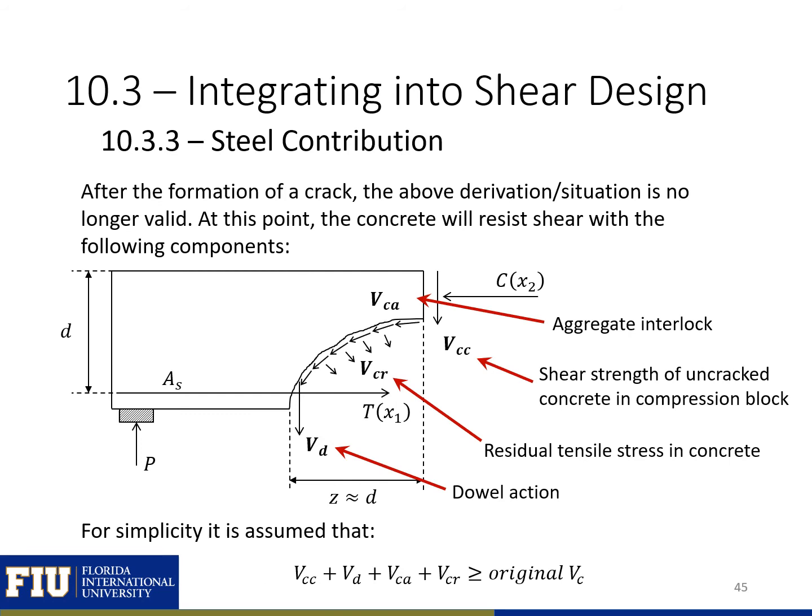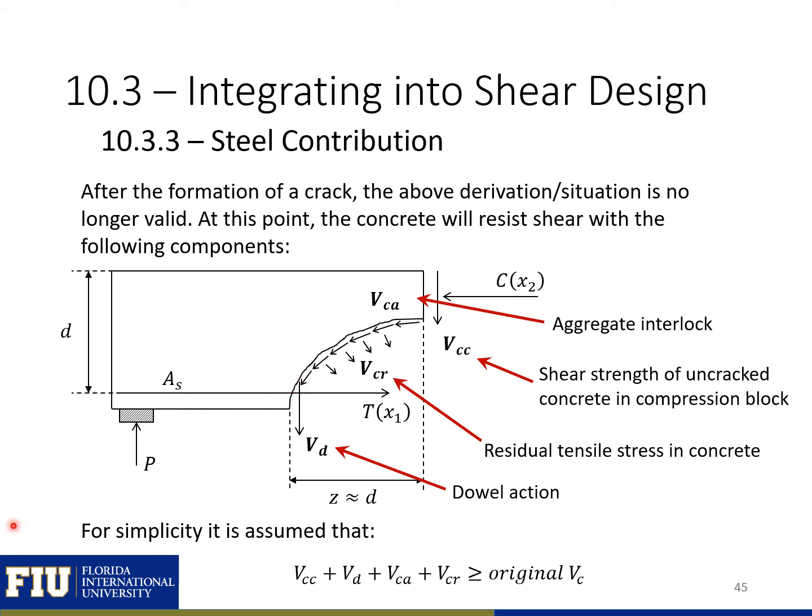After we form a shear crack, the concrete will resist shear with the components highlighted on this slide. First, we have aggregate interlock that happens along the crack. Next, we have the shear strength that's provided by the uncracked concrete in the compression block region right here. Then we also have some residual tensile stress in the concrete along the crack, highlighted here by Vcr. And then finally, we'll have the dowel action that's provided by the primary tension reinforcement. So here's our primary tension reinforcement, so our dowel action will be right there.